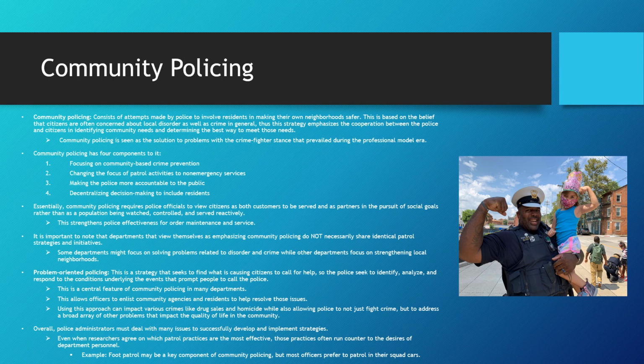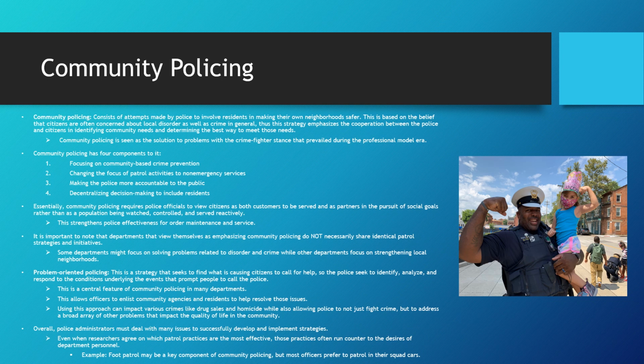Problem-oriented policing is described as a strategy that seeks to find out what is causing citizens to call for help, so the police seek to identify, analyze, and respond to the conditions underlying the events that prompt people to call the police. This is a central feature of community policing in many departments. This allows officers to enlist community agencies and residents to help resolve those issues. Using this approach can impact various crimes like drug sales and homicide, while also allowing police to not just fight crime, but to address a broader array of other problems that impact the quality of life in the community.